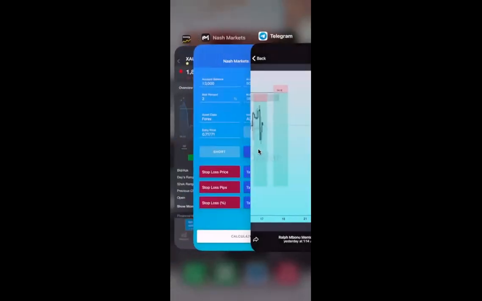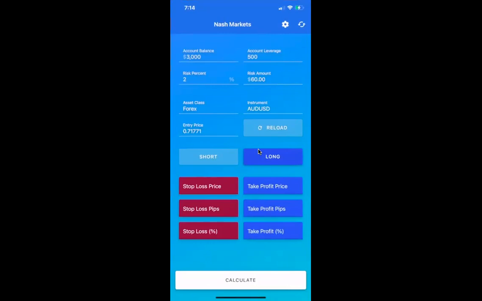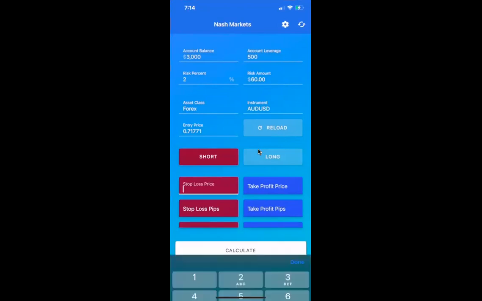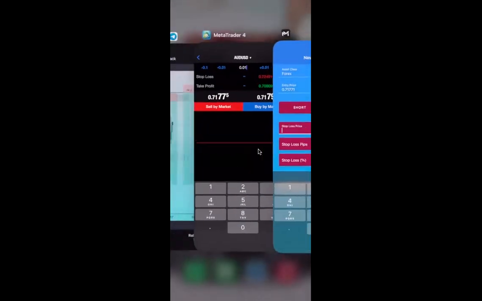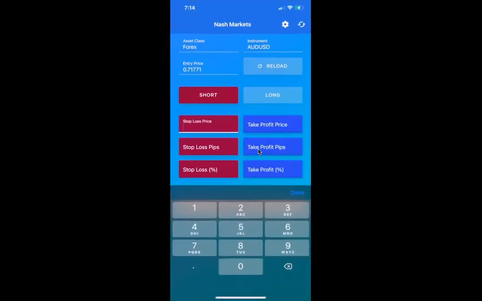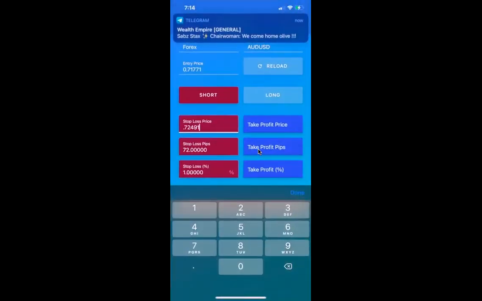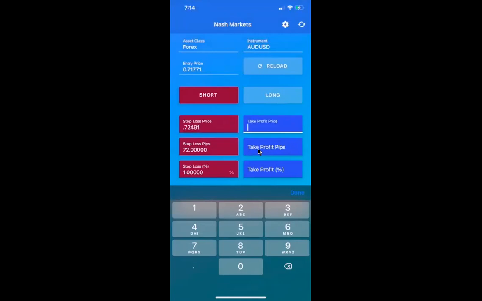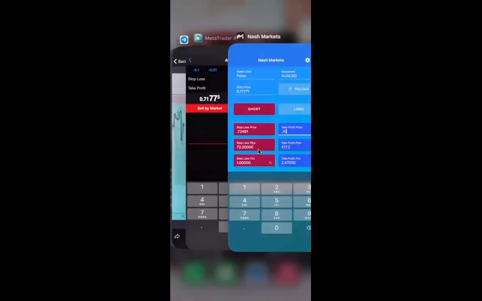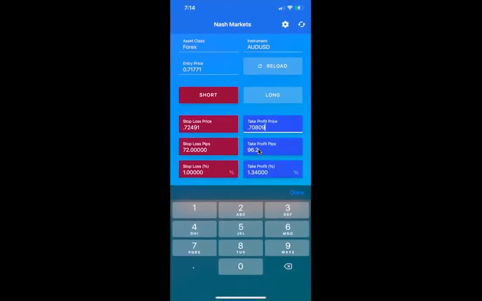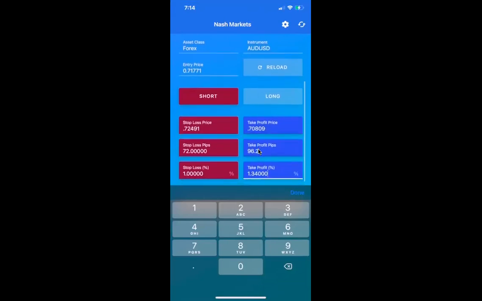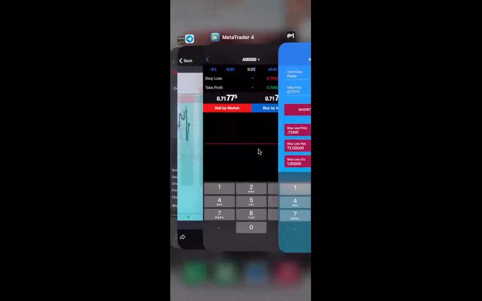So that's where it brings us right back to the Nash Market app. Nash Market app, current price. We're looking to short this. 2% risk once again. The SL, we said it was 0.72491, correct? Phenomenal. Our take profit is 0.7809, great. So we've identified what our stop loss price is.